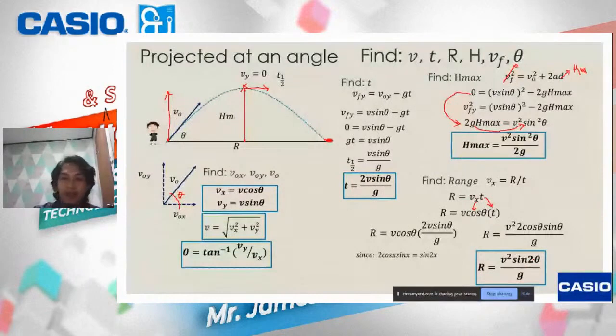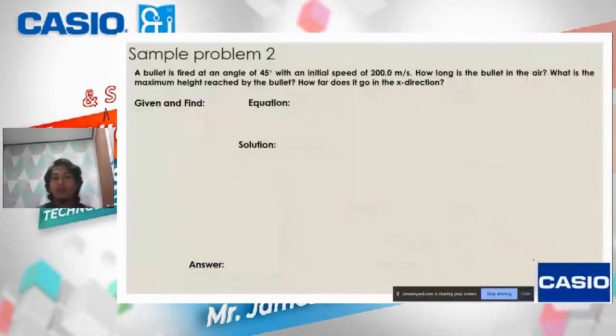Okay? Let's have an example. So, let's say, for example, a bullet is fired at an angle of 45 degrees. So, like this one. So, for example, ito yung angle natin. Finire siya. So, since nasa Earth, ito finire, hindi siya tatakbo ng straight lang. So, magkakaroon siya ng parang parabolic path. Parang ganyan. Okay? And the initial speed is 200 meters per second.